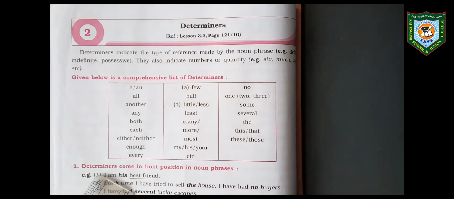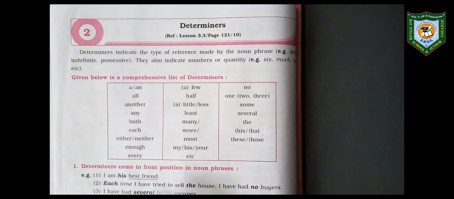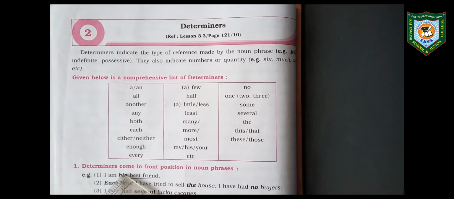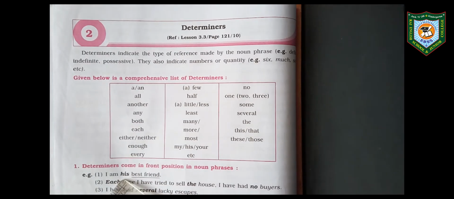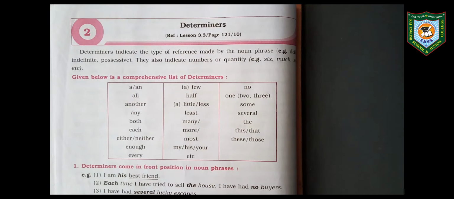See, determiners come in the front position in noun phrases. For example, I am his best friend. His is in bold letter. You can see his is in bold letter, it is a determiner, and best friend is the noun phrase.